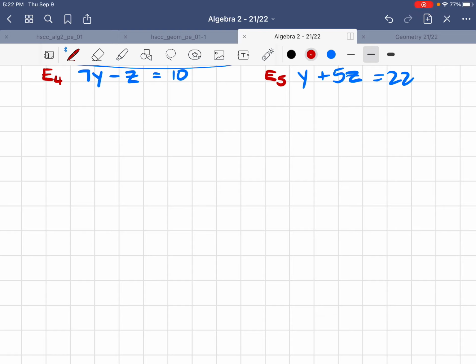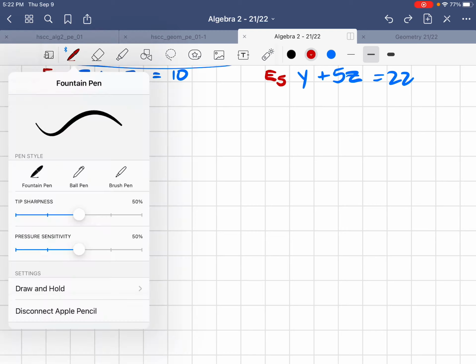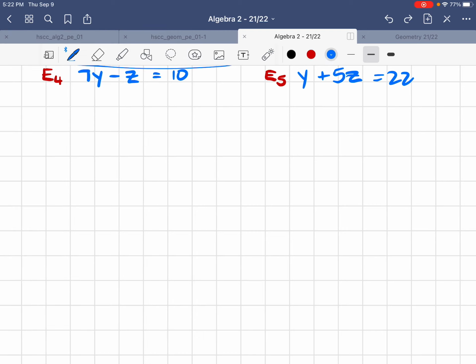I need to get rid of one of my variables. I either need to get rid of the y, or I need to get rid of the z. Okay, that's the goal right now. Some people find it helpful to write the equations on top of each other so you can analyze or compare the equations. So some people might write 7y minus z is equal to 10.